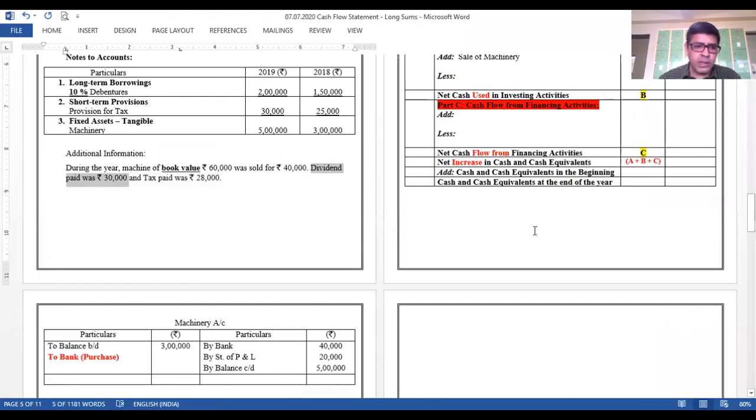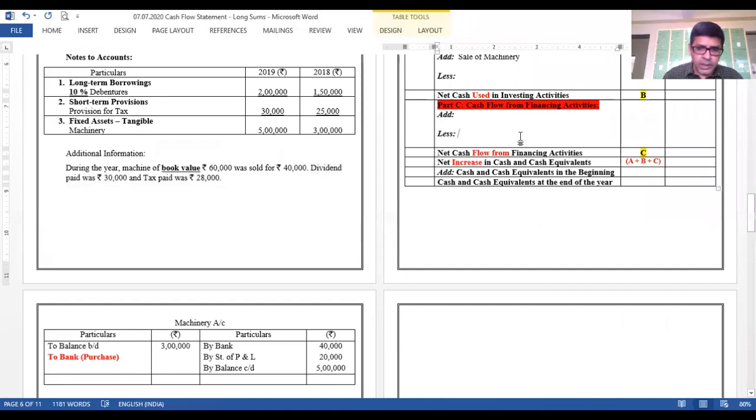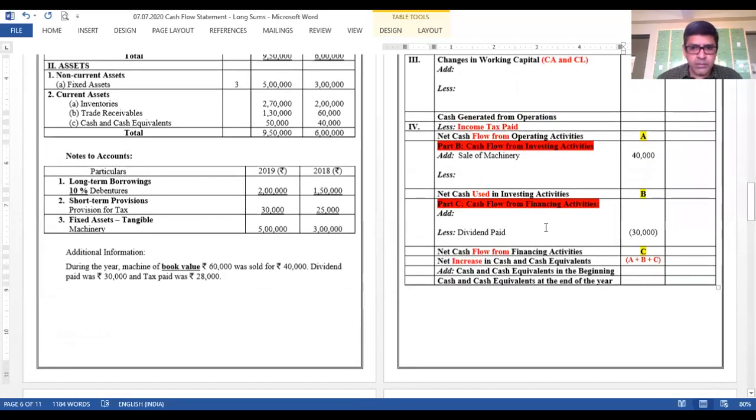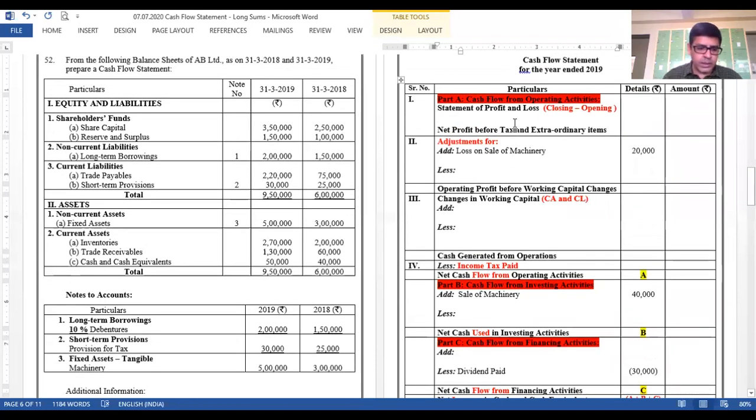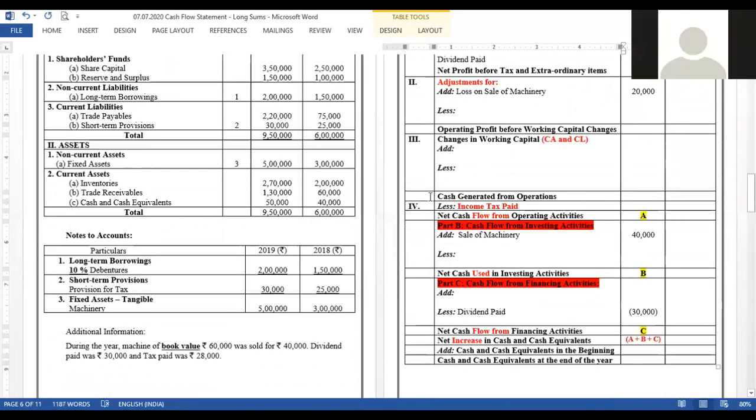And next is dividend paid. Dividend paid is 30,000. When you talk about dividend paid, by default it has to be financing activity. I shall write over here dividend paid, amount can be seen as 30,000, and I need to deduct this. 30,000 has been deducted. Now the second effect of this is over here, so dividend paid amount 30,000. Okay, dividend paid is done.